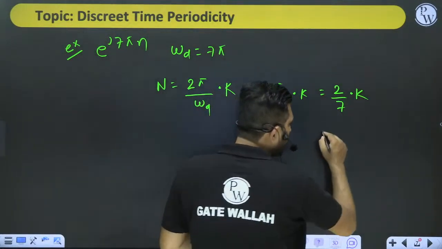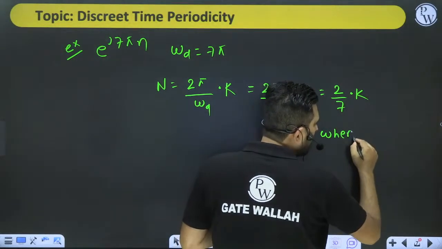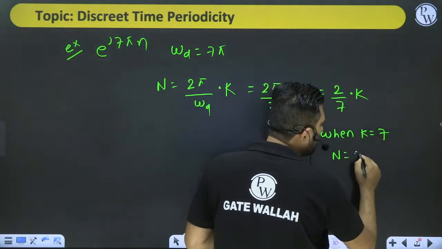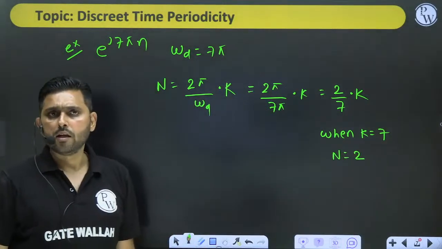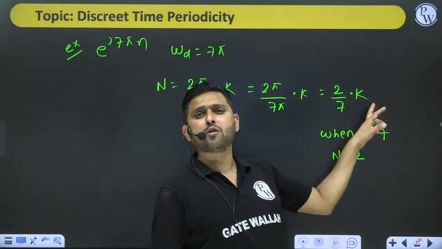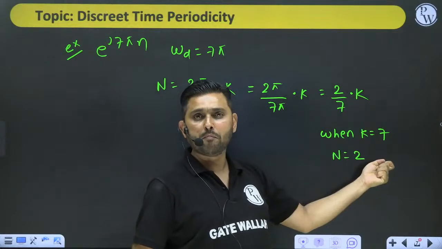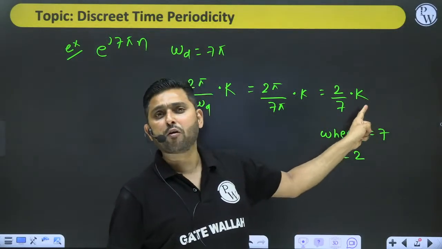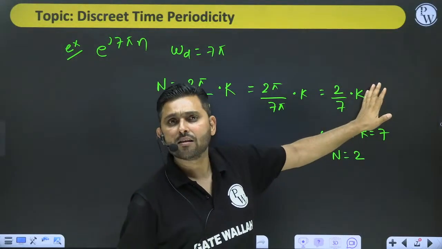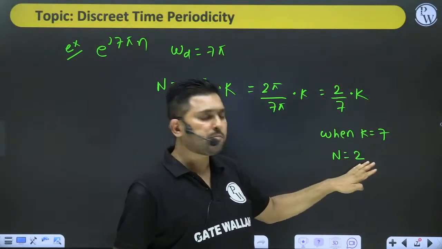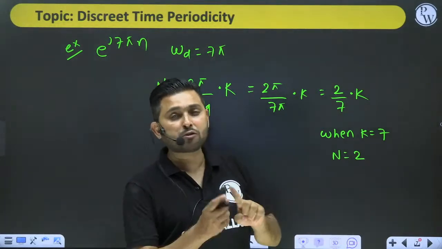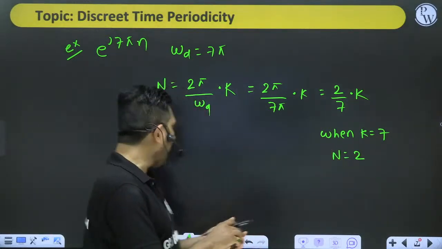So when k is equal to 7, this n is equal to 2. Listen carefully. When k is equal to 7, then n is equal to 2. Mind it that you are free to choose any values of k, provided number 1, k should be minimum. Means if you put k to be 14, then 7 to the 14 and 2 to the 4, n becomes 4 here. If you take k to be 14, that is not the minimum n.